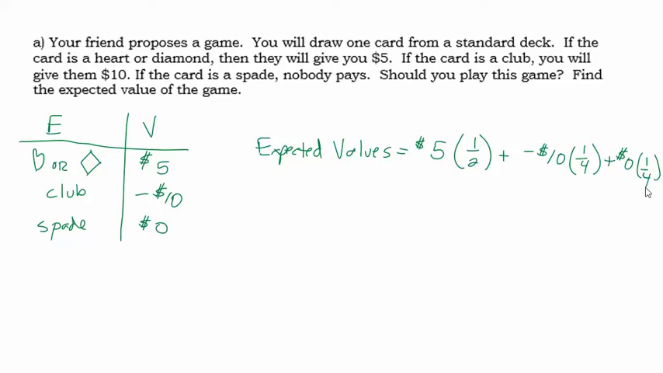I could write it down, but it's not going to affect anything because I'm multiplying by 0. So the expected value here, let's see, half of 5 is 2.50, minus 10 divided by 4 is also 2.50. So the expected value of this game is 0. This would be what we call a fair game.